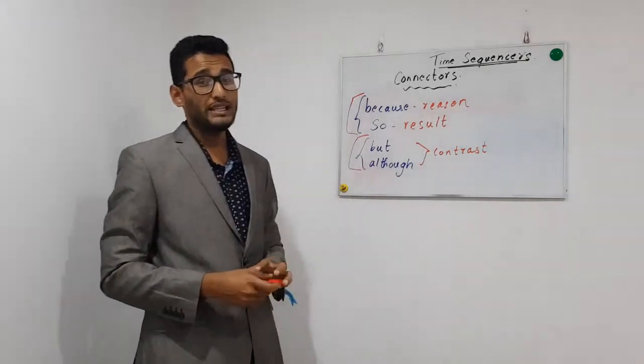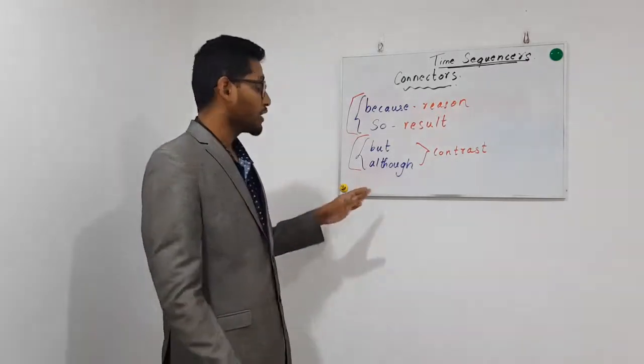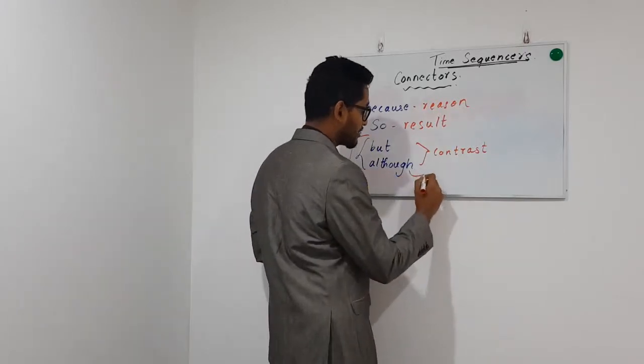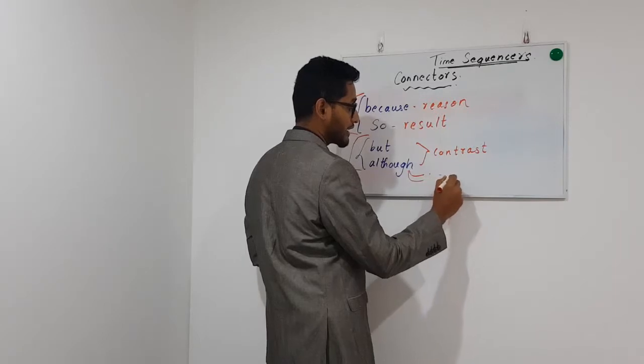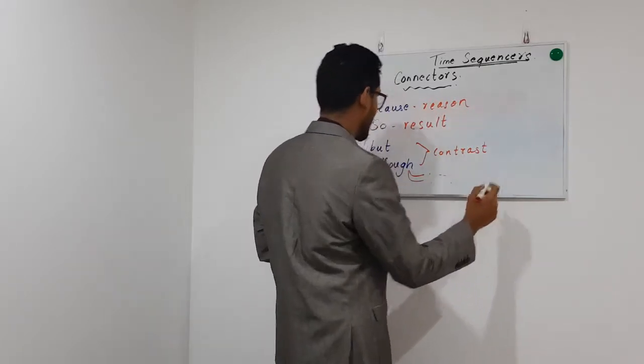Although he did work hard, he didn't manage to pass the exams. Or although can also be used at the start or at the end of a sentence. So you could have it at the start and continue the sentence, or you could continue the sentence, have it at the middle, and then end it.